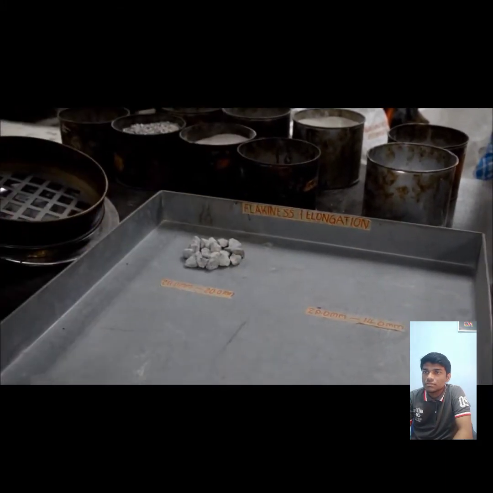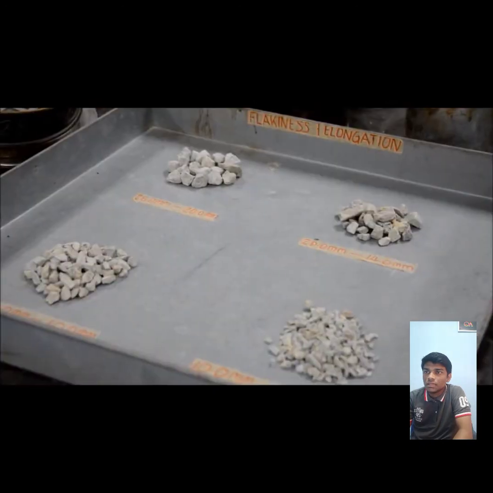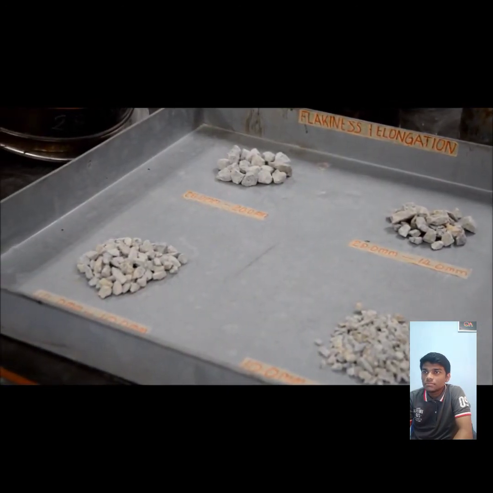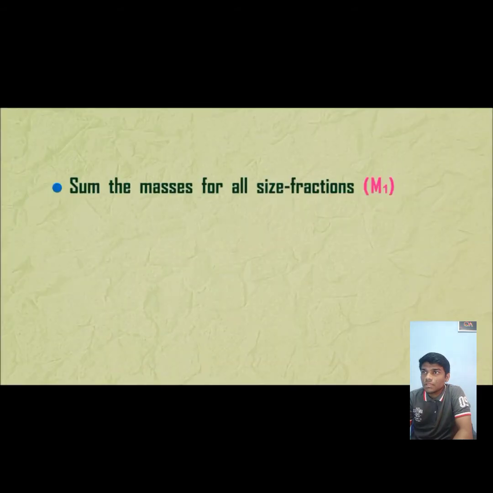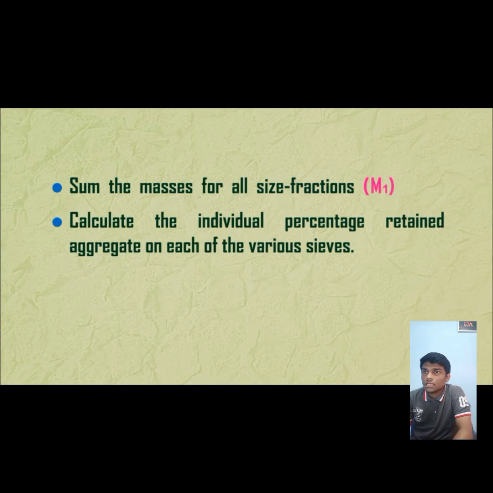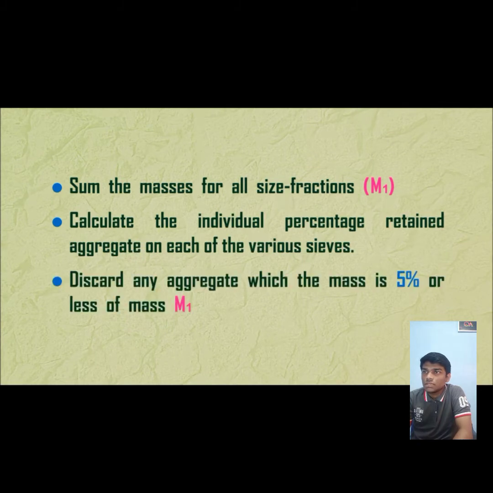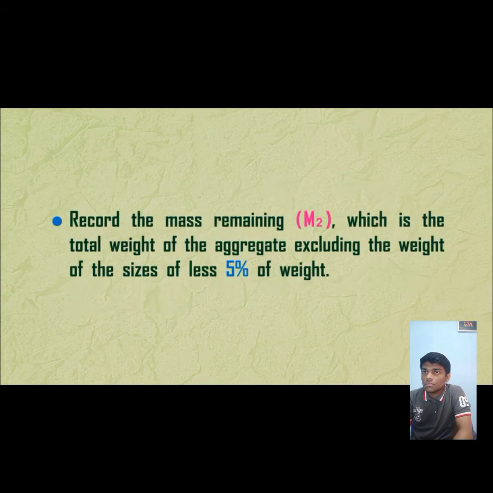So we separate size by size on the tray. Sum the mass of all size fractions, M1. Calculate the individual percent retained aggregate of each of the various sieves. Discard all aggregate with a mass of 5% or less of mass M1. Record the mass remaining, M2, which is the total weight of the aggregate excluding the sizes of 5% or less of weight.